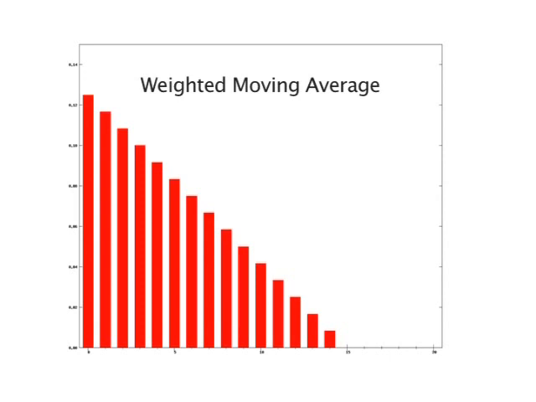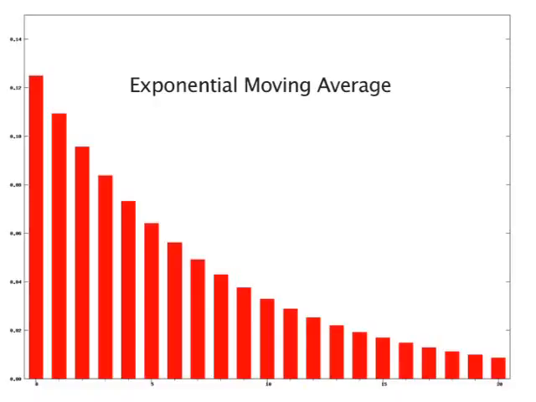This smooths out a price curve while making the average more responsive to recent price changes. An exponential moving average weights more recent price data in a different way by multiplying a percentage of the most recent price by the previous period's average price.